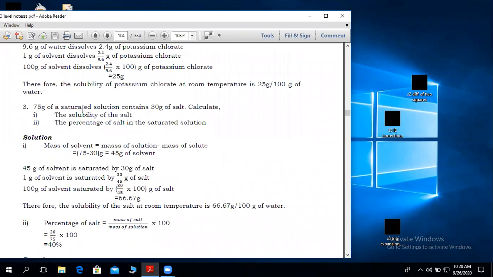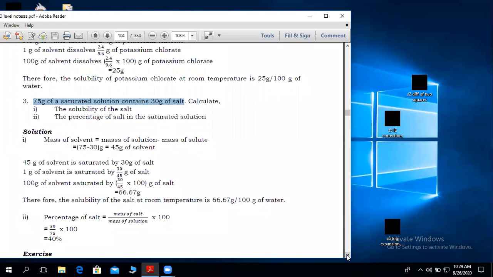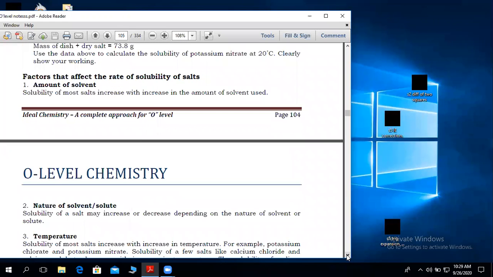Now, in this 75 of a saturated solution, this is again a solution, and it contains 30 grams of salt. So to get the mass of water alone, first get the mass of the solvent, which is water. A solution means it contains both the solvent and the solute. So first get the mass of the solvent, which is 75 minus 30. And you go through the same procedure. That one is also very simple.